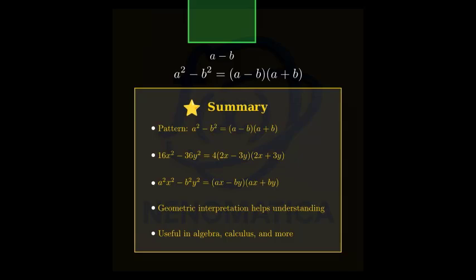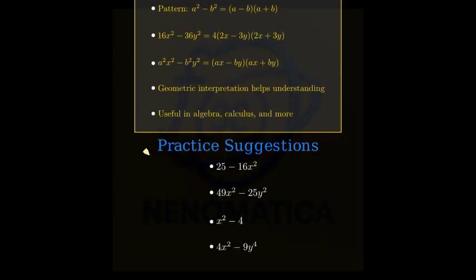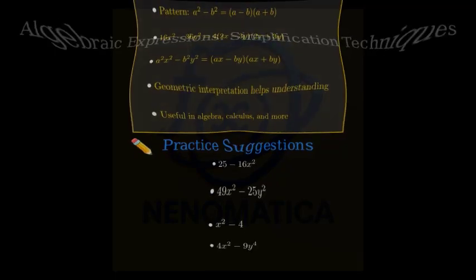We've also seen the general form a squared x squared minus b squared y squared, which equals ax minus by times ax plus by. And we've visualized this geometrically to understand why this factorization works. This technique is very useful in algebra, calculus, and many other areas of mathematics. To become proficient with factoring differences of squares, try practicing with more examples. Look for expressions that fit the pattern a squared minus b squared, and apply the formula we've learned.